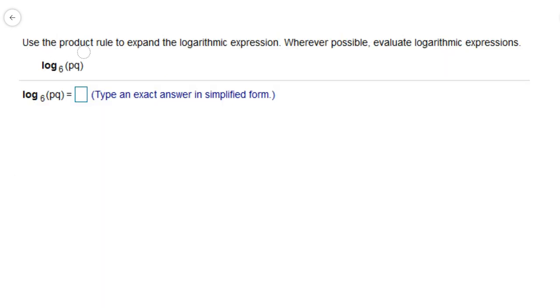This question says, use the product rule to expand the logarithmic expression. Whenever possible, evaluate the logarithmic expression. So let's talk about what the product rule is. The product rule is something that we use for logarithms to rewrite them, either expanding them or condensing them. It's called the product rule because inside the log you're going to have a product.